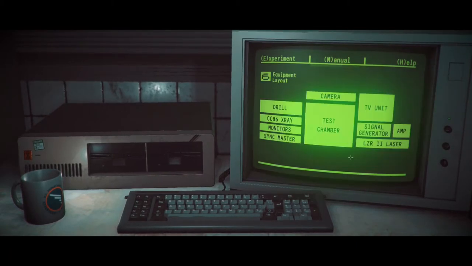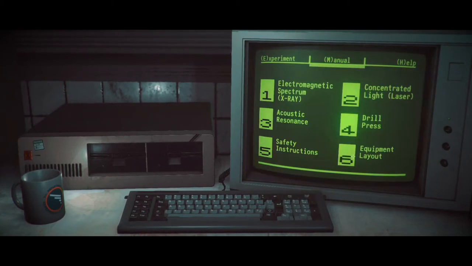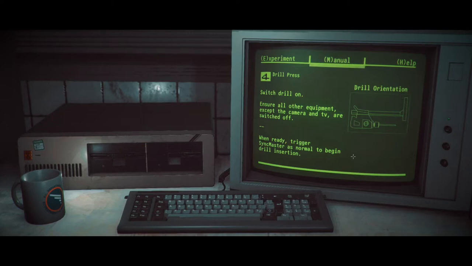Equipment layout. Seems about right, yeah. Okay. Drill. Ensure that all other equipment except the camera and TV are switched off. When ready, trigger Syncmaster as normal to begin drill insertion. Okay.